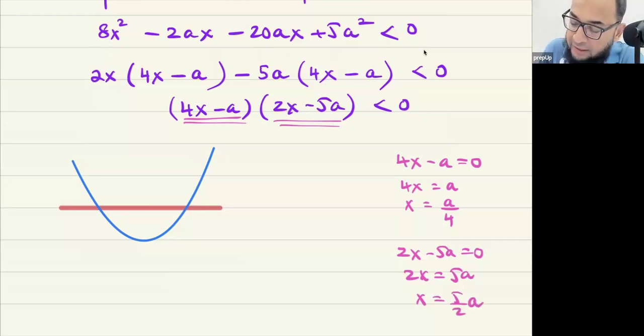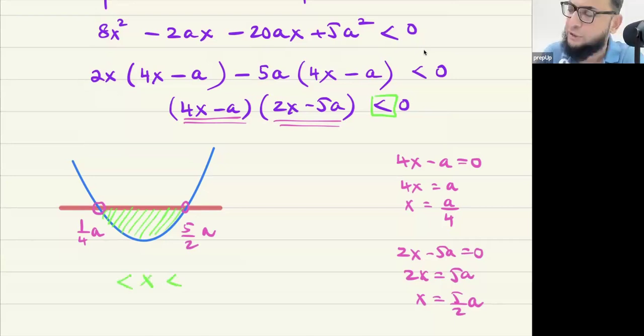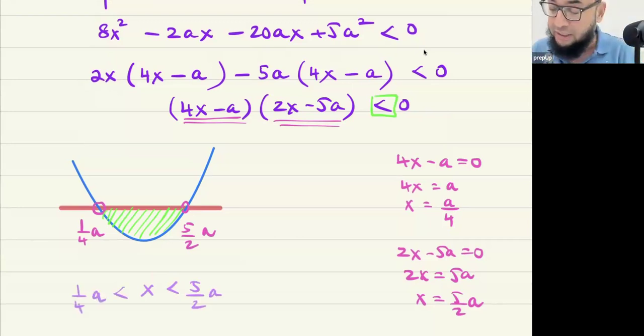So this is a over 4, that's the small value. This is the big value, which is 5a over 2. And we are looking for the region that is below the x-axis, that is this one single region. So therefore x lies between 5a over 2 and a over 4. No need to draw, we cannot even draw a curve.